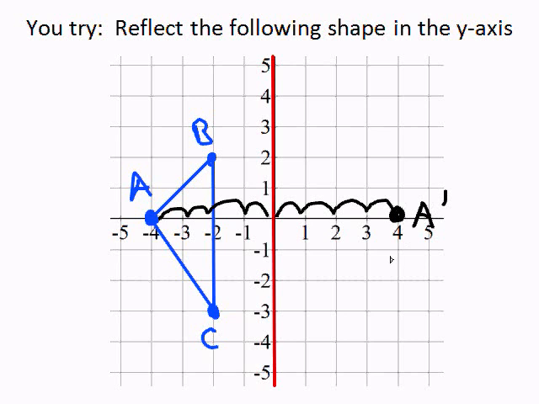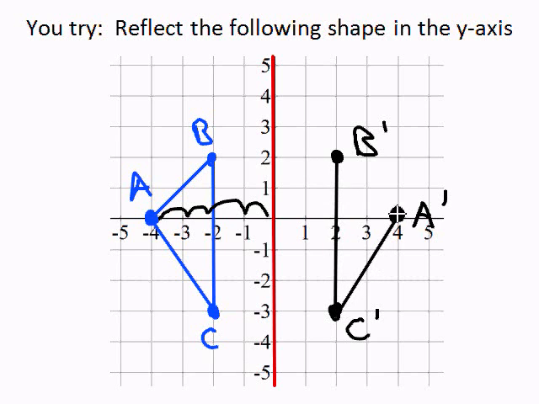This is A prime. Let's go to B. B is 1, 2 away, so we're going to go 1, 2 to the other side. This is B prime. And C is 1, 2 away, so we're going to go 1, 2 to the other side. C prime. Now we're going to connect our dots with some straight lines. You'll notice that A prime, B prime, C prime is indeed a mirror image of A, B, C over the y-axis.